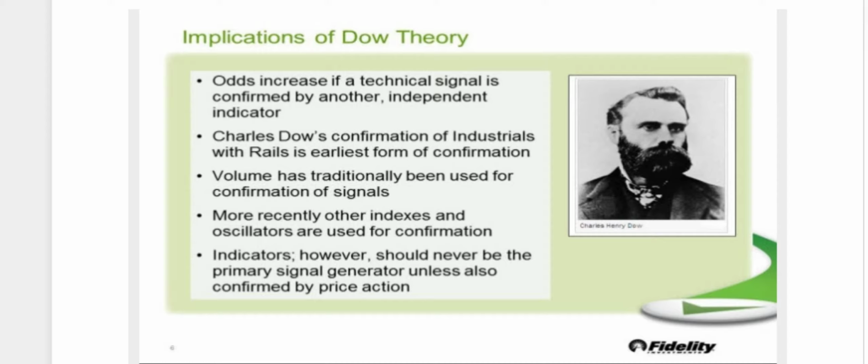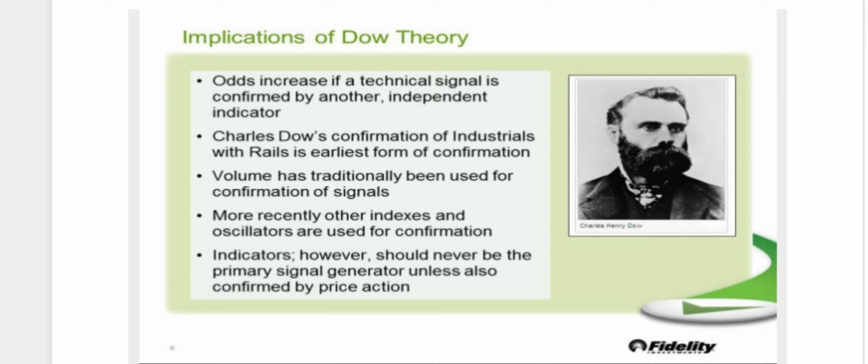Additionally, nowadays, as I said, we don't call it the rails anymore. We call it transports. But we've also started to see more people using volume for confirmation of signals. It's actually quite important to this day. Additionally, people will also use other indexes. So now we also have things like the S&P 500. So people might look at the S&P 500 versus the Dow, or the NASDAQ versus the Dow, or the S&P 500.